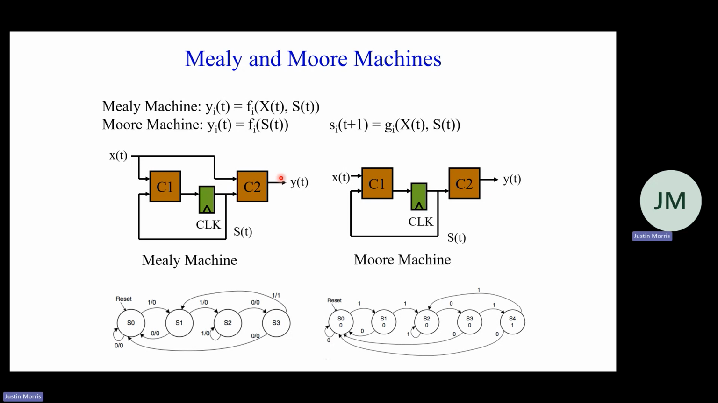But for a Moore machine, the output Y only depends on the current state. So that's why you have this diagram. You have the current state going into the combinational logic. Nothing else goes in. There's no input from the current inputs into this combinational logic block to figure out what the output is.